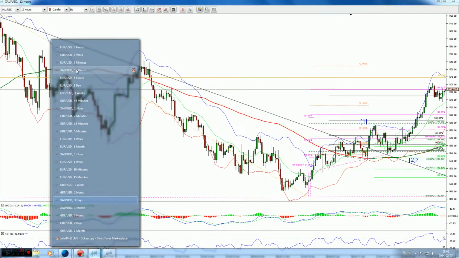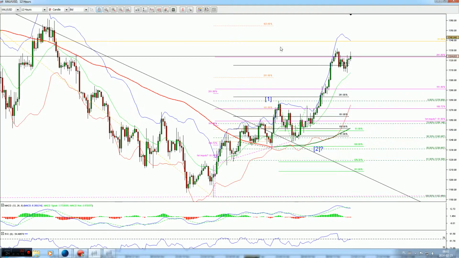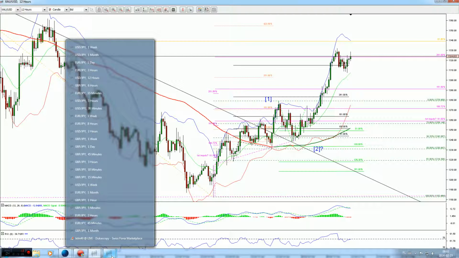I don't have a perfect count at the moment on this gold market, but it looks like it's going up and up. Okay, so I may try to count a little bit those waves. It looks like it's the third wave already on the way. Yeah, it's a stronger wave to the upside. Good. Let's go to the Japanese yen's markets.